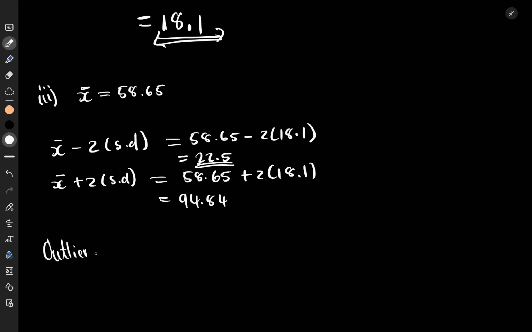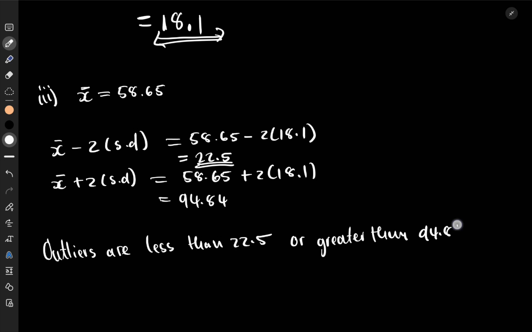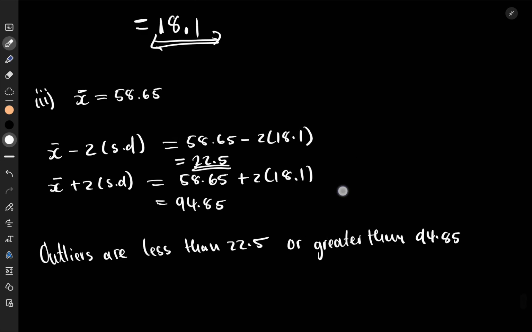So that means outliers are less than 22.5 or greater than 94.85. These are the outliers. Anything that is either smaller than 22.5 or greater than 94.85 is an outlier.